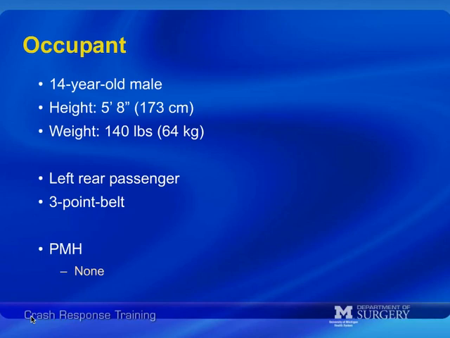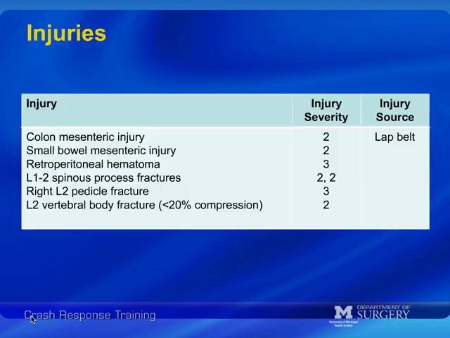It was reported he was asleep in the back seat, with the exact position unknown, and he states that he remembers being slung forwards and then backwards. His injuries include a colon mesenteric injury, small bowel mesenteric injury, retroperitoneal hematoma, L1 and 2 spinous process fractures, a right L2 pedicle fracture, and L2 vertebral body fractures. This was all attributed to the lap belt.